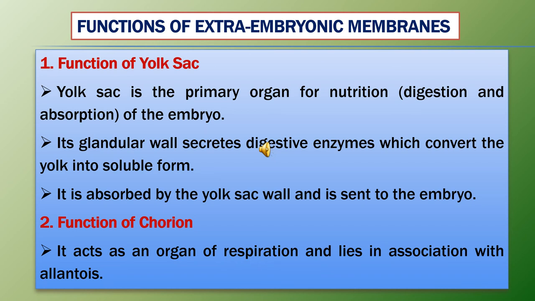Functions of extra-embryonic membranes. Function of the yolk sac. The yolk sac is the primary organ for nutrition, that is, digestion and absorption, of the embryo. Its glandular wall secretes digestive enzymes which convert the yolk into soluble form. It is absorbed by the yolk sac wall and is sent to the embryo. Function of the chorion. It acts as an organ of respiration and lies in association with the allantois.